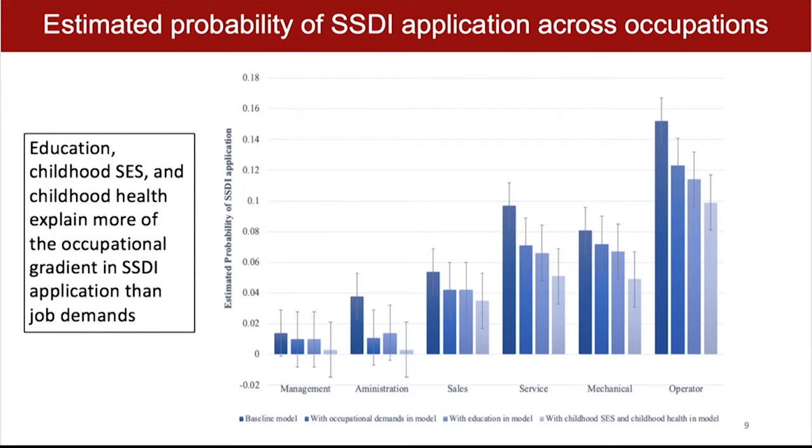So what you can see from just the baseline model is that there is a really strong occupational gradient in DI application. Workers in blue collar and service jobs are way more likely to apply for DI than workers in white collar occupations. But what we find here is that when we add job demands to the model, it doesn't do a whole lot to explain more of the gradient. So actually what we find is that education, childhood SES, and childhood health explain more of the occupational gradient in DI than job demands themselves. Next slide.